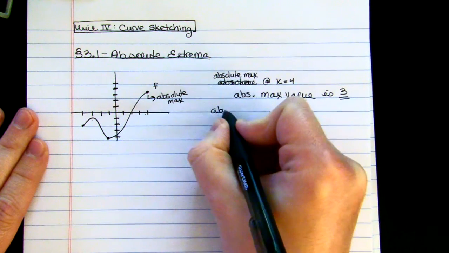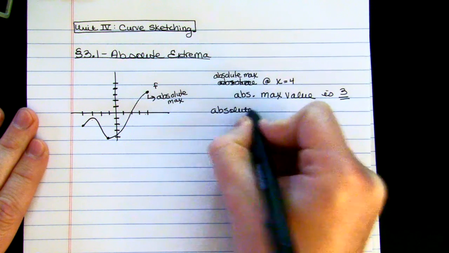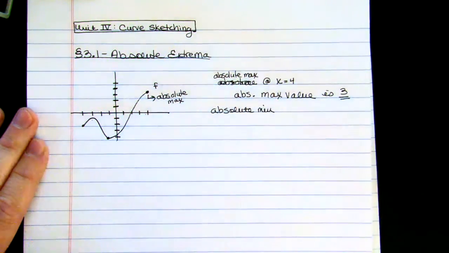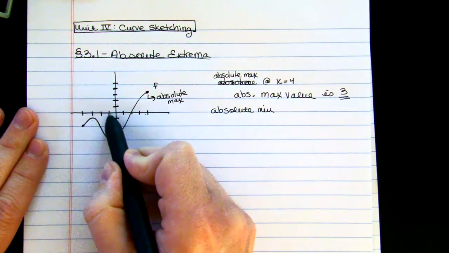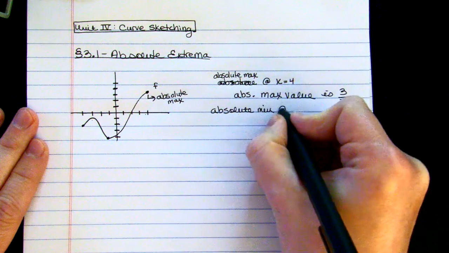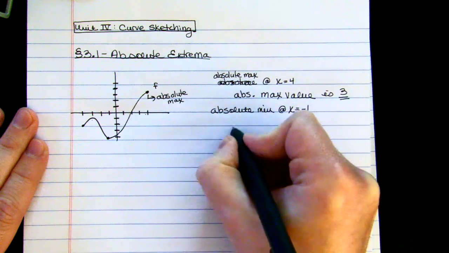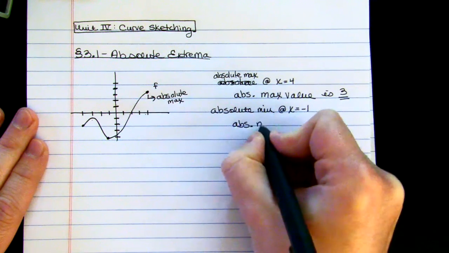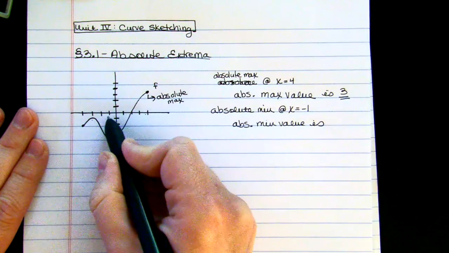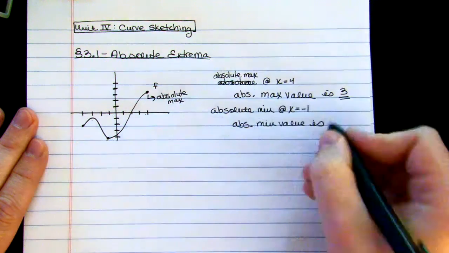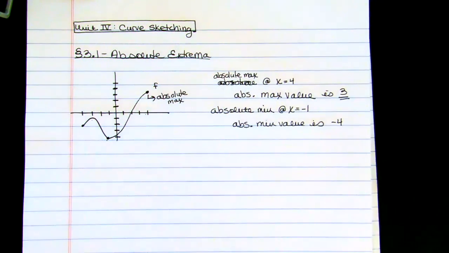Next, our absolute minimum. Our absolute lowest y value, I think, is occurring right over here. So that occurs when x equals -1. And our absolute minimum value is, let's see, looks like -4 to me. If I ask you where it occurs, you give me an x value, and if I ask you for what is that maximum value or what is that minimum value, you tell me the y value.